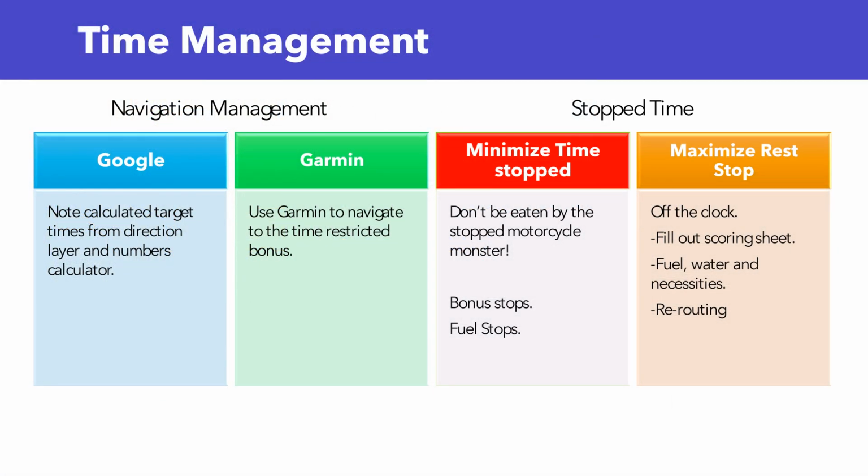So I apologize for my poor slide building skills here, but you can see I've added something under minimize time stopped. I added don't be eaten by the stopped motorcycle monster. Really what this means is once your bike is stopped, it's really easy to get yourself into some conversation with some local or some other time-consuming thing like stopping at a McDonald's or feeding your face with some meat on a stick. Don't do that. We don't have time for that. We want to keep the wheels turning, and we want to get as many points as possible.